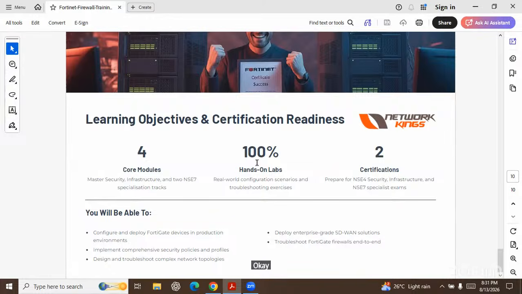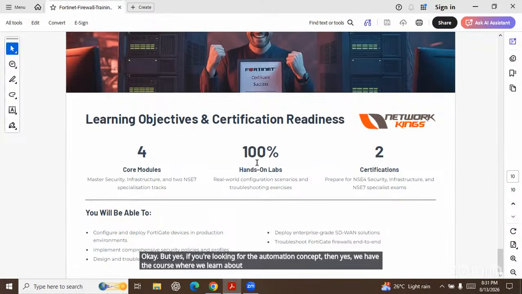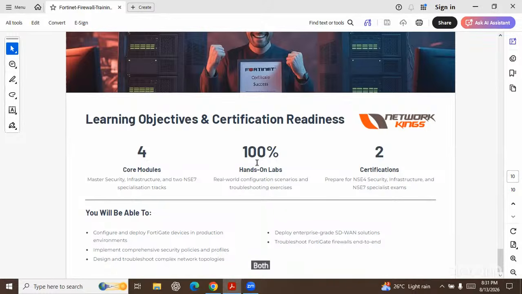But yes, if you are looking for the automation concept, then we have a course where we learn about the automation of FortiGate and Palo Alto, both products. Any other question?